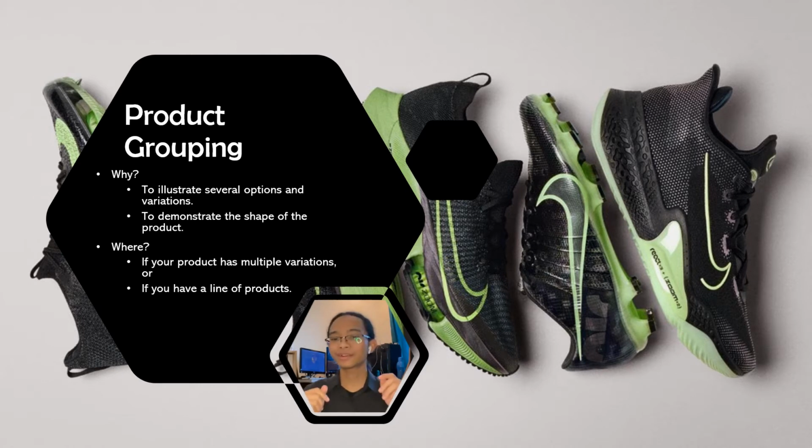Now, product grouping is actually a very key technique in taking product photography. The reason is very simple. It helps illustrate to your customers, to your viewers, several options and variations. You can see in one photo all the possible color combinations or variations of your product. Let's say you're selling a shirt, you might want to see all the designs of the shirt. So that is why it is important to have group product photos.